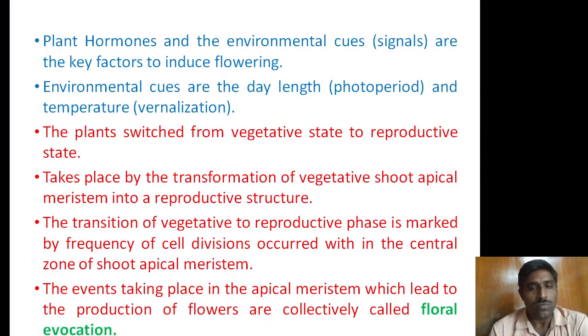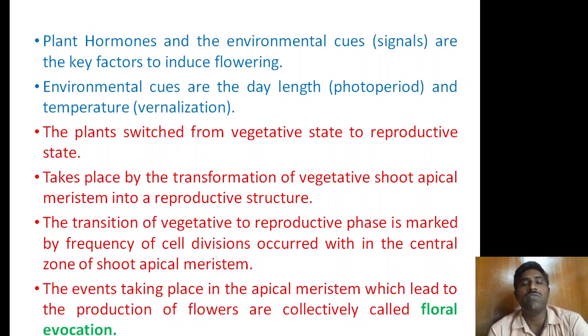Next, the switching from vegetative to reproductive is based on the transformation of the vegetative shoot apical meristem into a reproductive structure. Generally, the shoot apical meristem has to change into a specific reproductive structure. That means the shoot apical meristem always produces leaves. But in the case of the reproductive structure, it has the thalamus, sepals, petals, stamens, and gynoecium. These are the reproductive parts.